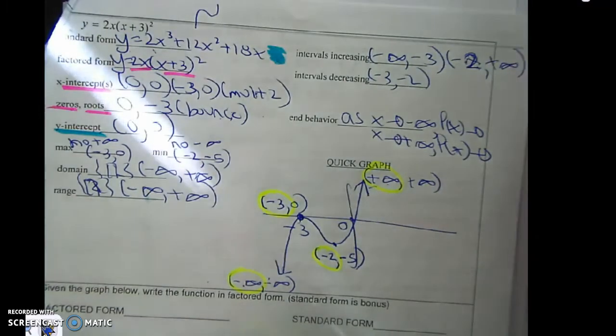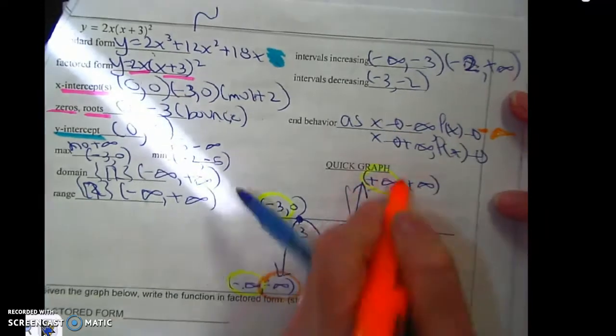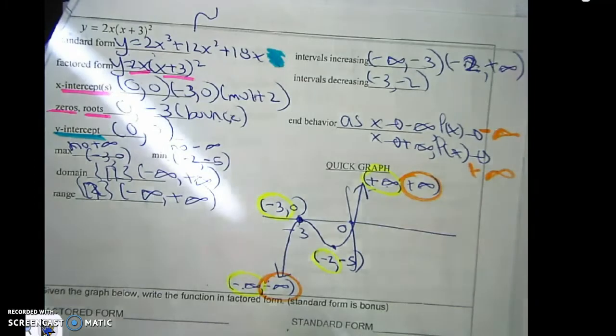All right, end behavior. My end behavior is what's happening at the ends. So on the negative side, it's negative infinity. And on the positive side, it's positive infinity. That one went a lot quicker.